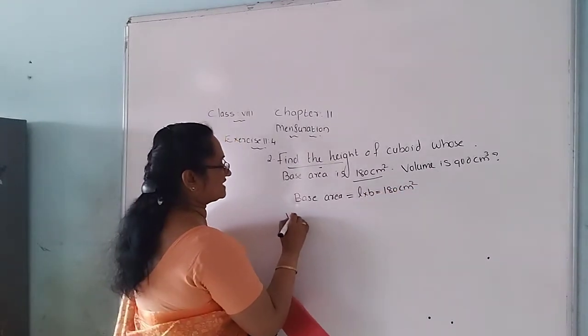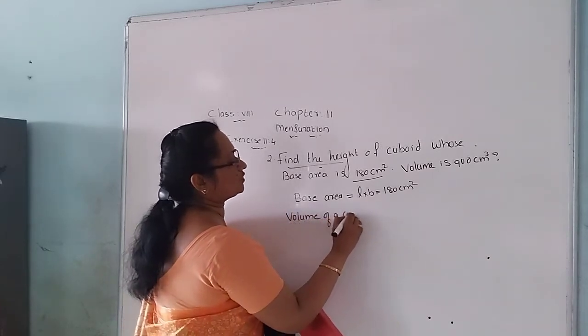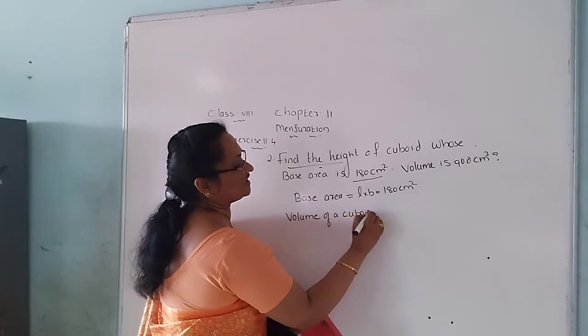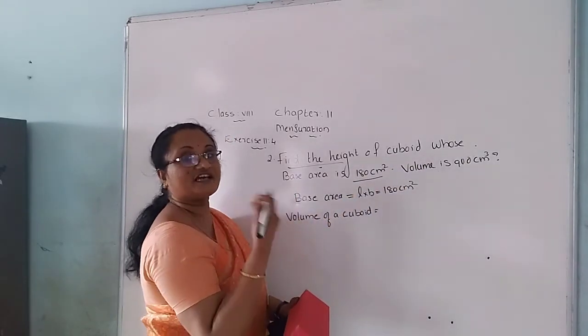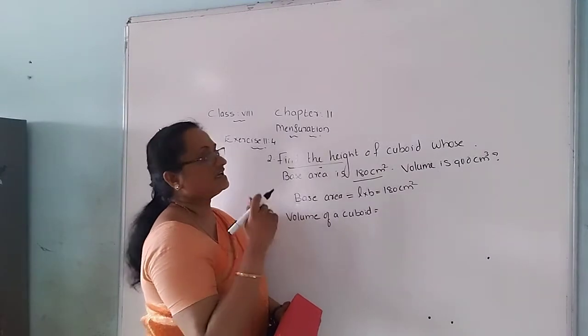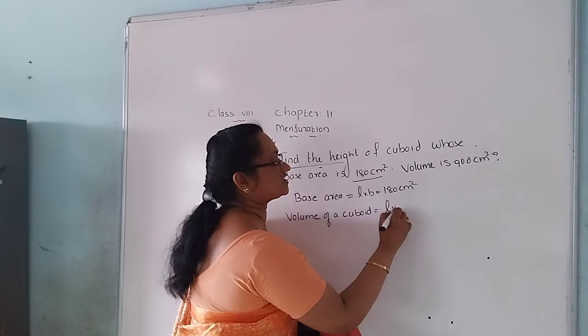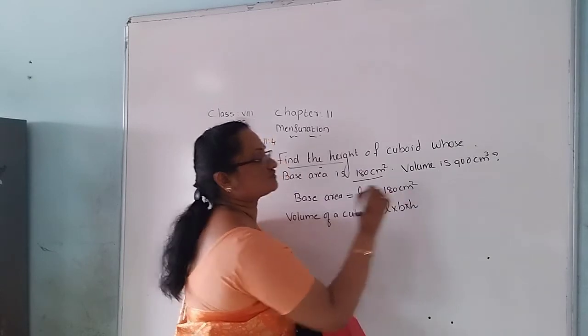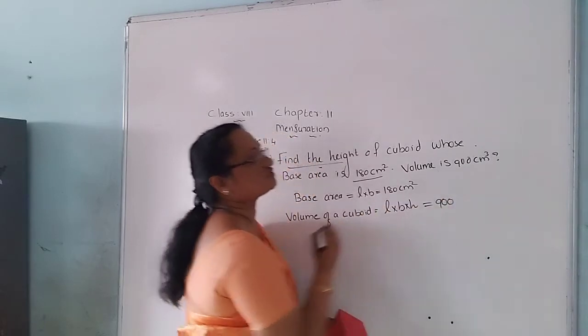The next, second step, what do we want to write? Volume of a cuboid. Write it down. What is the formula for finding the volume of a cuboid? That value is given. Volume is directly given; you don't need to find it, it is 900 centimeter cube. But first you write the formula. Length into breadth into height is the formula. That is equal to 900.